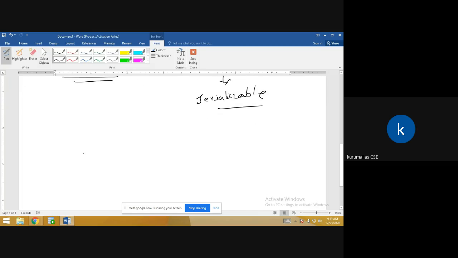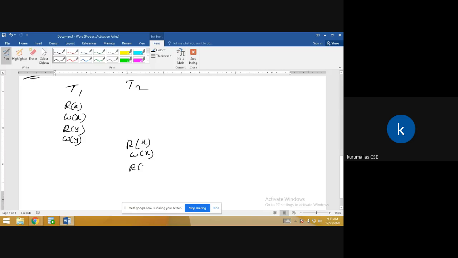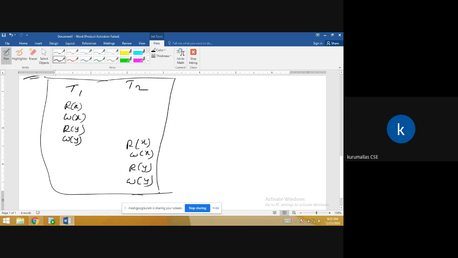So if you take an example of a serial schedule, we have two transactions, T1 and T2. T1 completes, then we start T2: read of y, write of y. Once you complete this, then we start read of x, write of x, read of y, write of y. T1 and T2 are the transactions. T1 completes, after that we start T2.